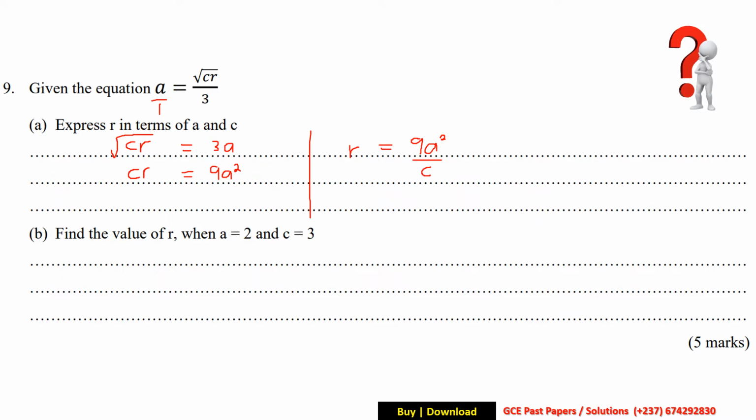Now they say we should find the value of R when A is 2 and C is 3. So when A is 2 and C is 3, R will just be equal to 9 into A squared, that is 2 squared now, all that on C, which is 3. All this on 3. So 3 here, 1. 3 here how many times? 3 here 3 times. Now 2 squared is 4 times 3, 12. So the answer is 12.